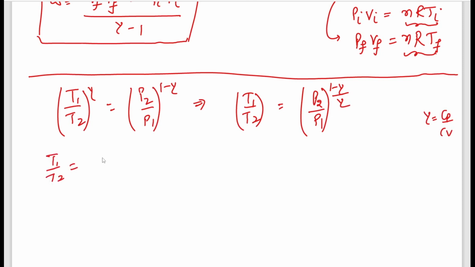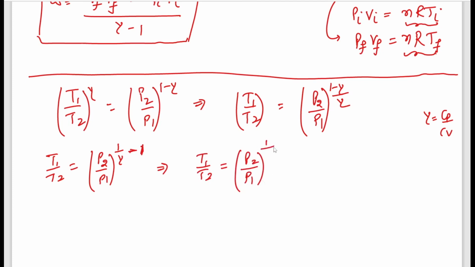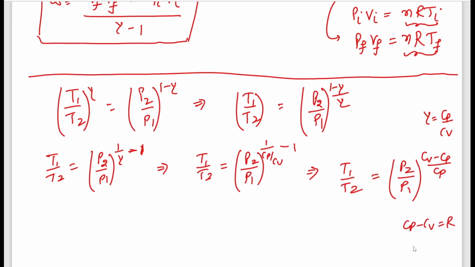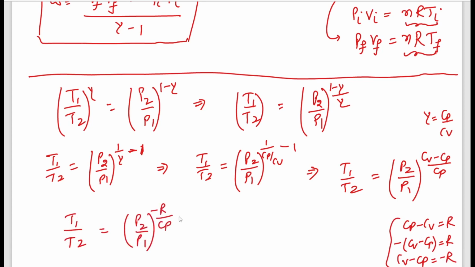Consider T1 over T2 will be (P2/P1) to the power 1 over gamma minus 1, and fill its value here, 1 over Cp over Cv minus 1. This will be (Cv − Cp)/Cp, and you know that Cp minus Cv is equal to R. If we take minus common, then Cv minus Cp is equal to minus R. So fill the value here. So T1 over T2 will be equal to (P2/P1) power minus R over Cp.